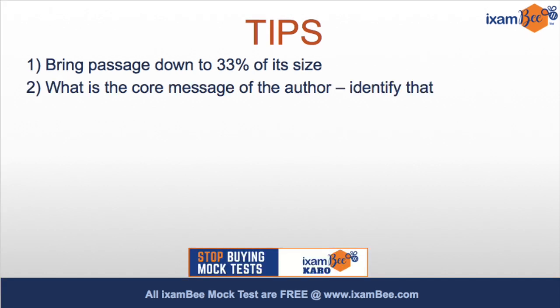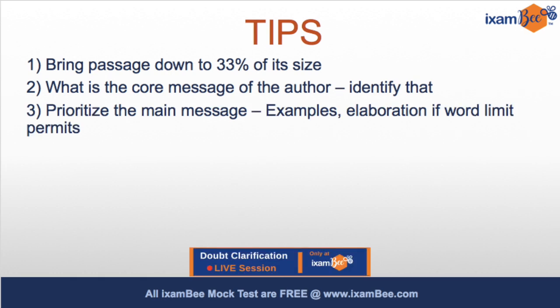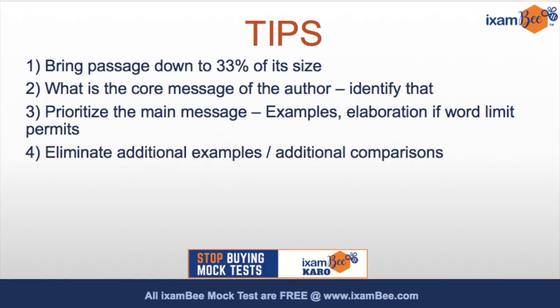Point number two, identify the core message of the author. Okay, so whoever has written the passage, remember to identify the core message. Okay, there might be examples, comparisons, all of that, but you need to see what the core message is. And why do you have to see that? Because that is going to be your first priority. You are going to include the core message in your Precis, come what may. After that, examples, elaboration, we can go to all that if your word limit permits. Eliminate any extra examples, any additional comparisons. Okay, so for one particular concept there can be one example, but what if there are three examples given in the passage? It is okay to eliminate them.